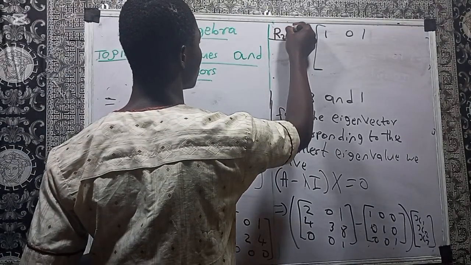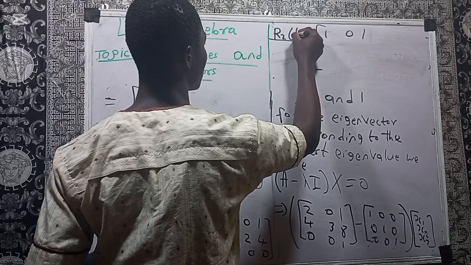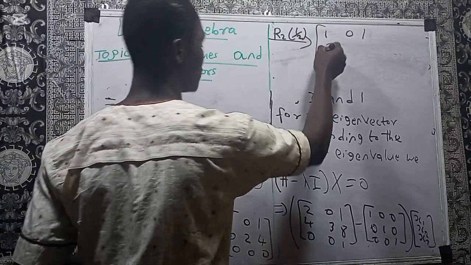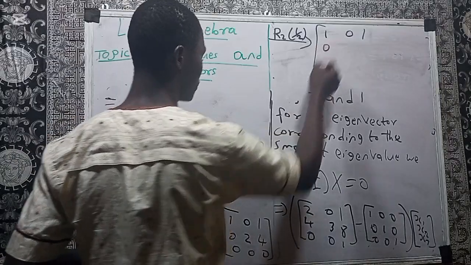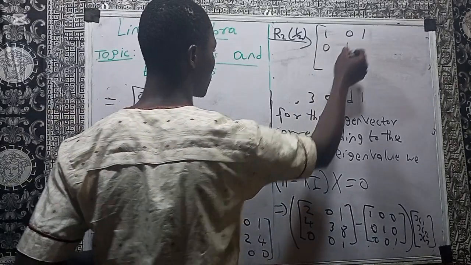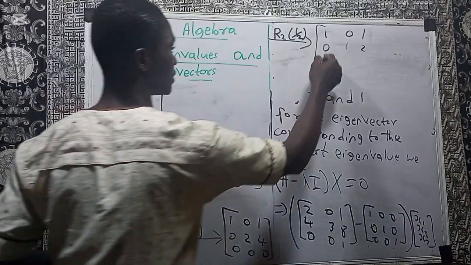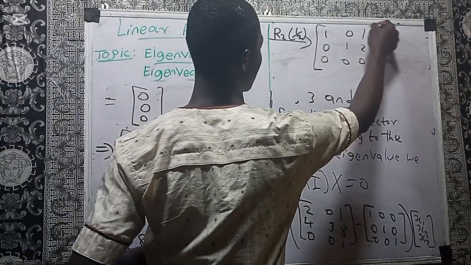So row 2, we multiply row 2 by half. That's by the reciprocal of 2. So let's do that. 0 multiplied by half is 0, 2 multiplied by half is 1, and then 4 multiplied by half is 2. Then let's write the last row.